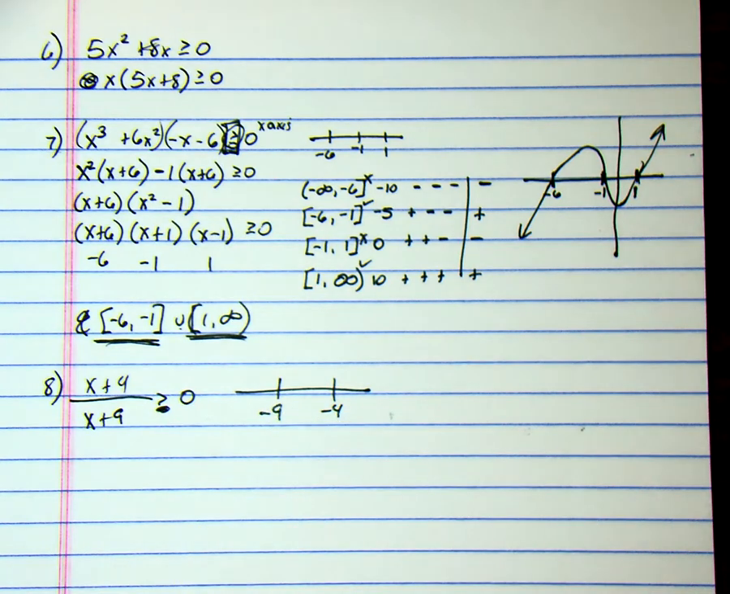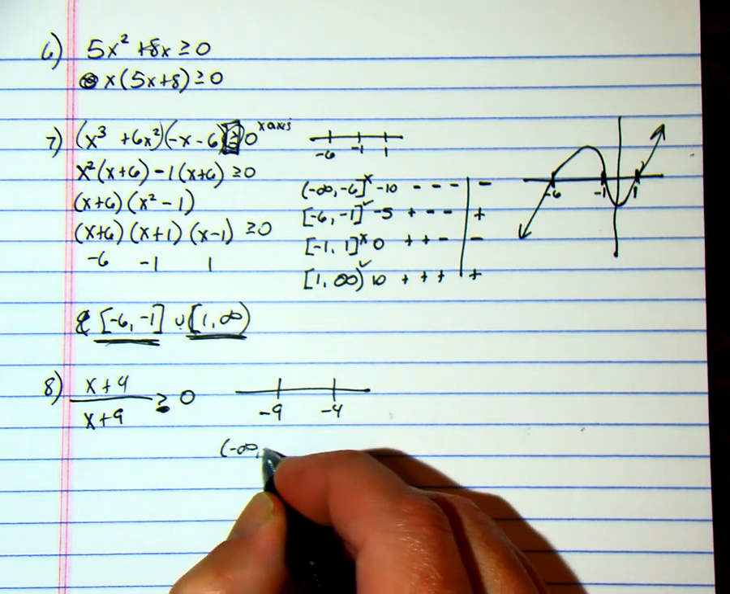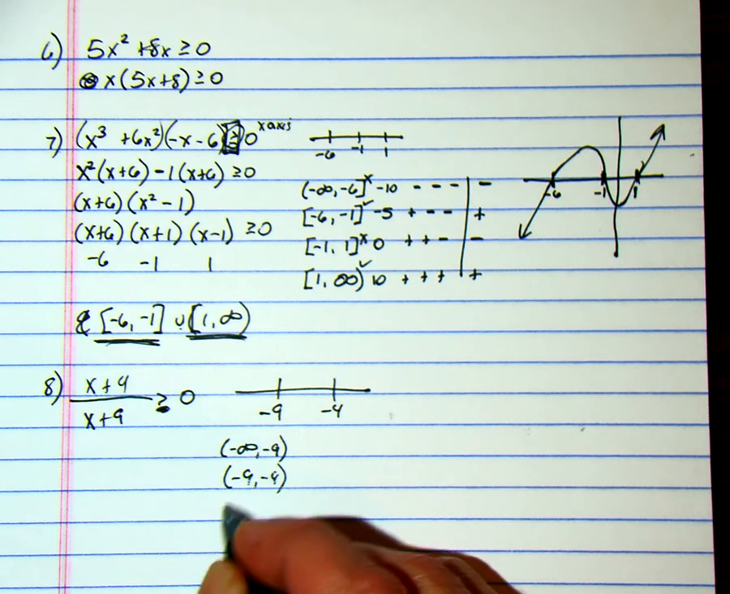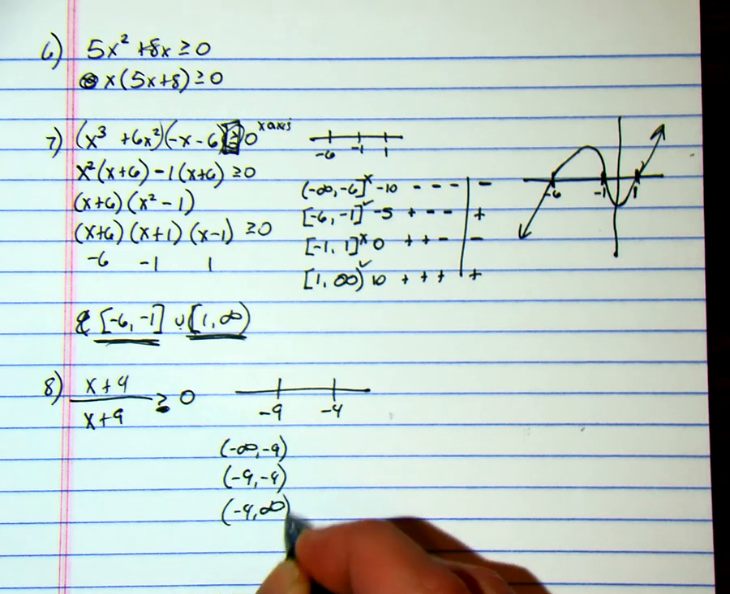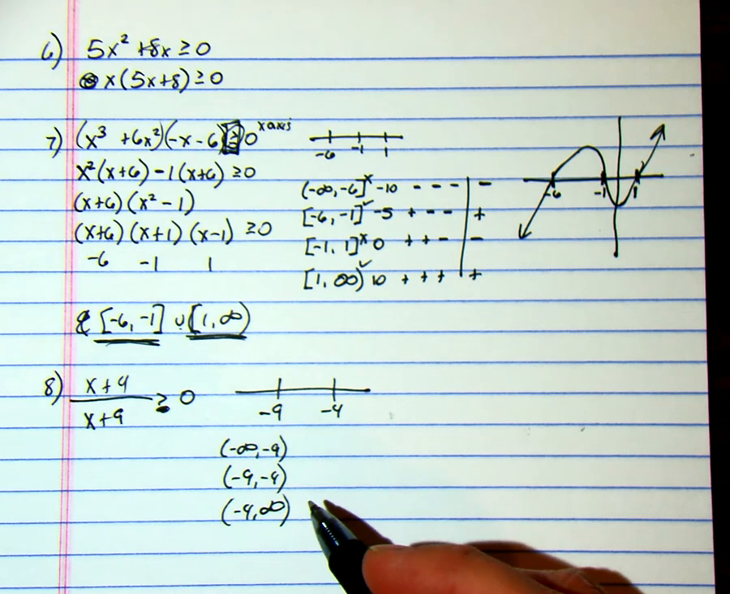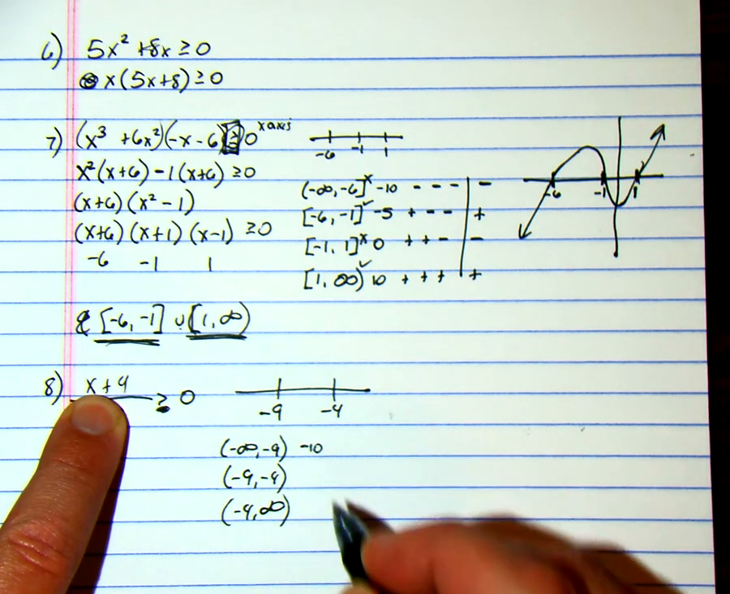It's the values that cause that 0 to happen. So if I'm doing my sign test, I can still do my sign test. It's going to go from -infinity to -9. It's going to go from -9 to -4, and it's going to go from -4 to infinity. And I can still test this the exact same way, except now we have a quotient to do instead of a product. So a number that -10 is in this interval.